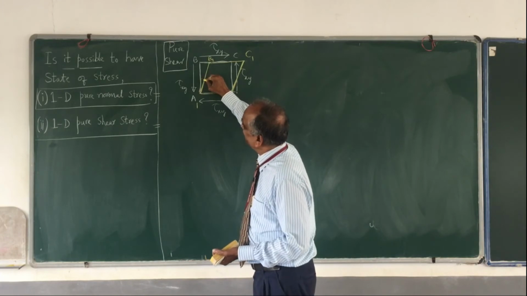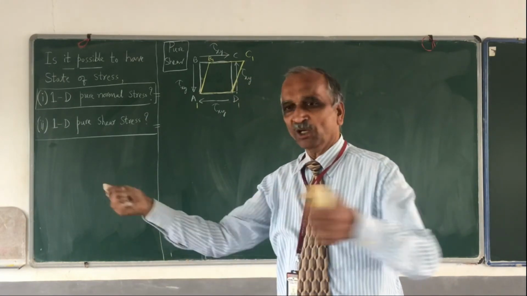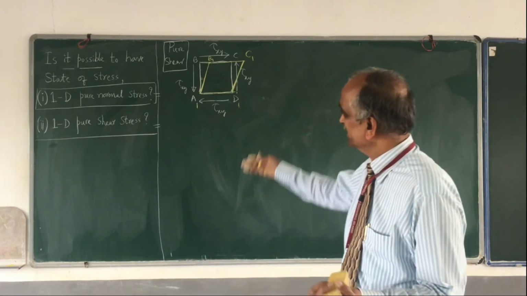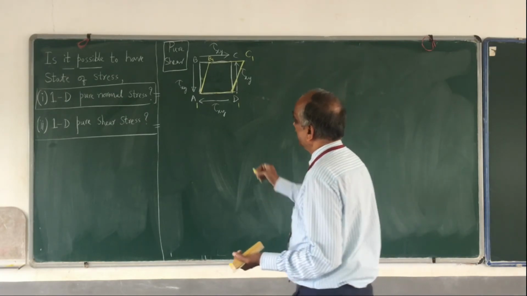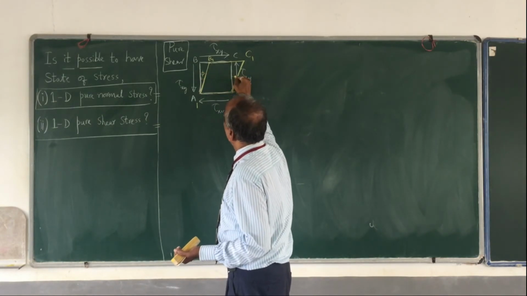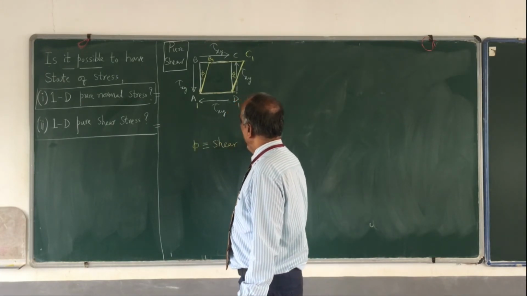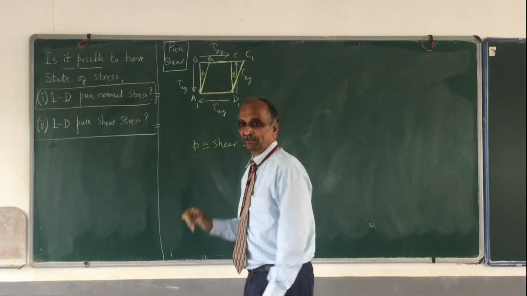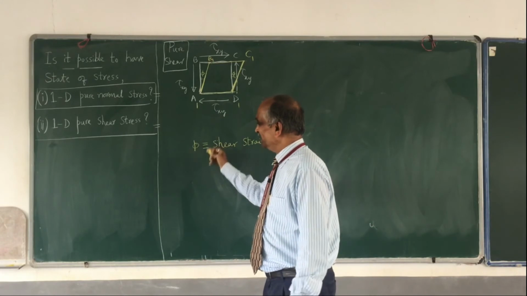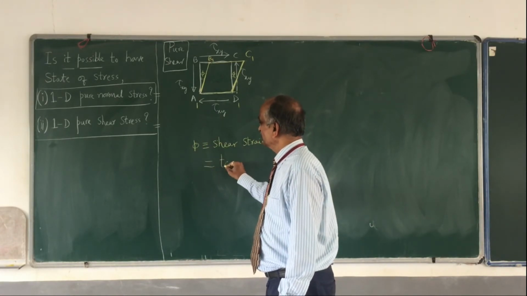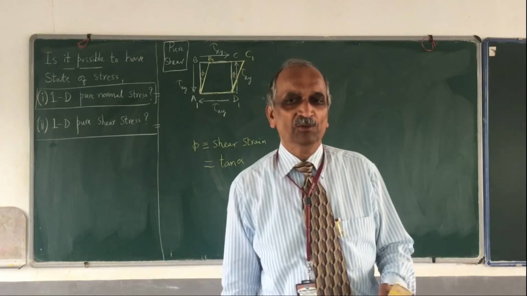This angle is very, very small, of the order of 1 degree or half a degree, just as the elongation is in terms of a fraction of millimeters. Similarly here the angle of distortion is also very small. If I denote this angle by phi, and this angle also is phi, then phi is what we refer to as shear strain. Phi is called shear strain. And when phi is very small, it is also equal to tan phi. For small angles, the phi value and tan phi value are one and the same.